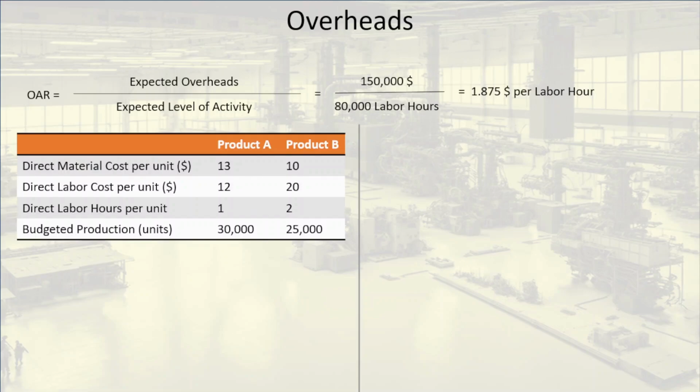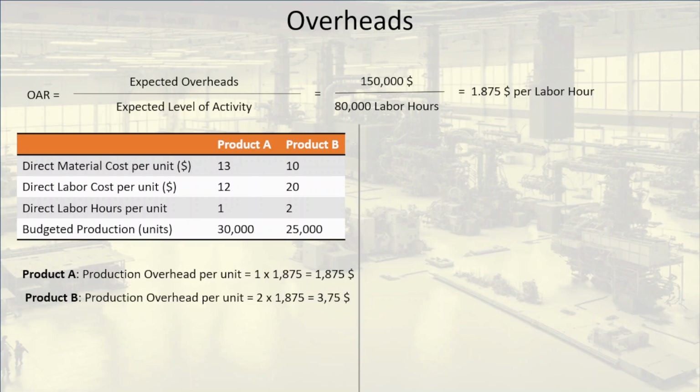Here is the data of the previous slide again, and the production overhead per unit for product A is $1.875 because it requires only one direct labor hour, whereas the production overhead per unit for product B is equal to $3.75 because it requires 2 direct labor hours per unit. The next question is to estimate the total cost per unit.